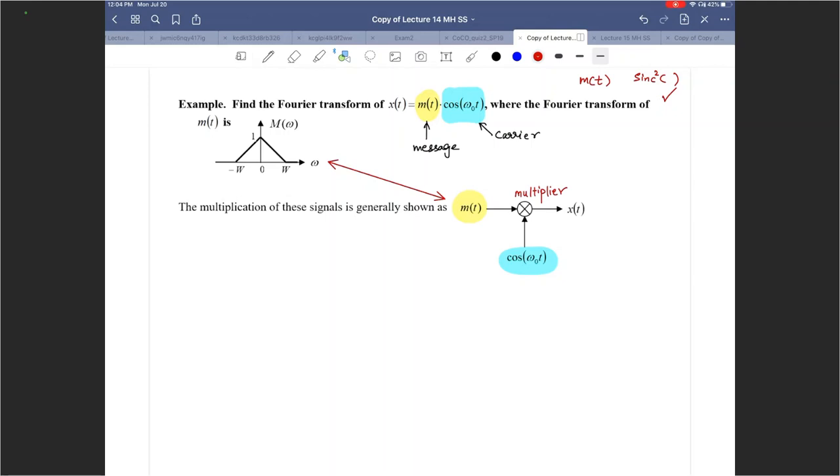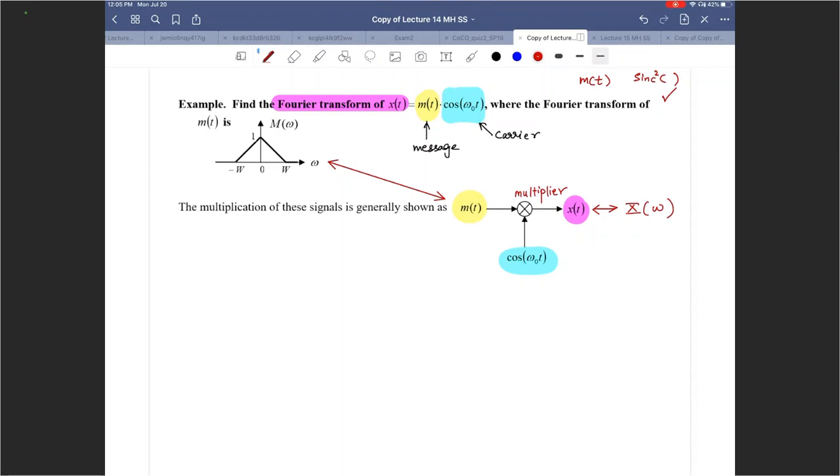So I'm trying to find what? The Fourier transform of x of t. So I'm trying to find the Fourier transform of this, right? So I'm essentially after cap X of omega. So how do I do this? Well, one way of doing this is probably the time domain multiplication property. If I want to use the time domain multiplication property, I'm going to need to know the Fourier transform of both the signals that are getting multiplied.